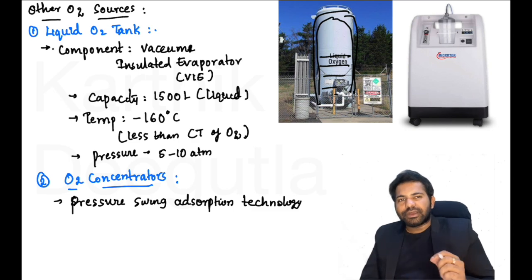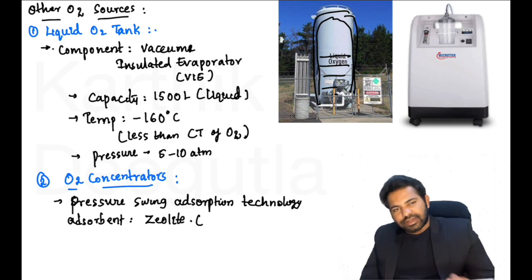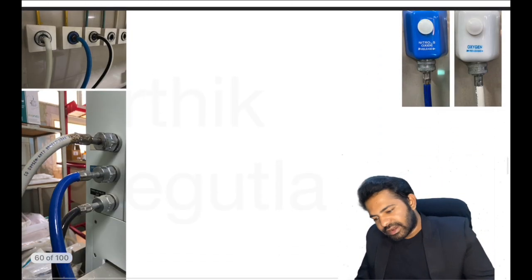What is the adsorbent which is purifying the air? What is the adsorbent material which is used? It is called zeolite. The adsorbent material is zeolite. And what does the zeolite do? Oxygen is not absorbed by the zeolite, and it allows it to pass freely and stores it. Oxygen is freely passed while the other gases are absorbed. Done? Are we clear till now?